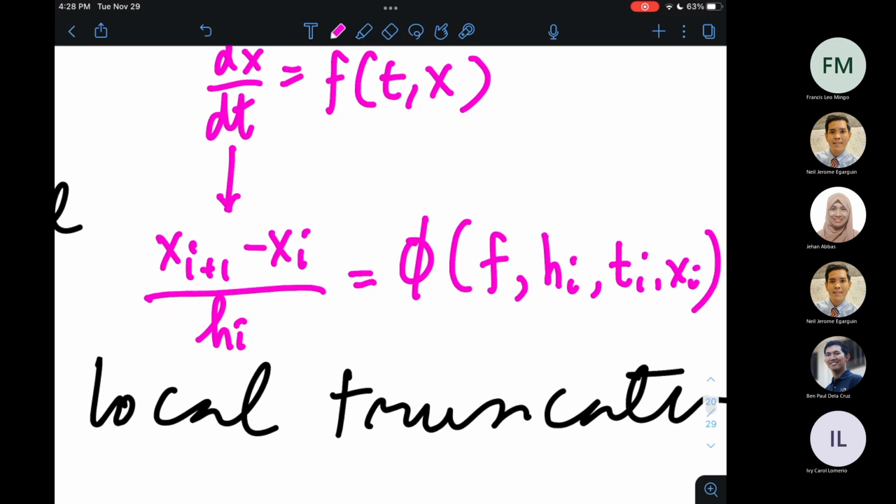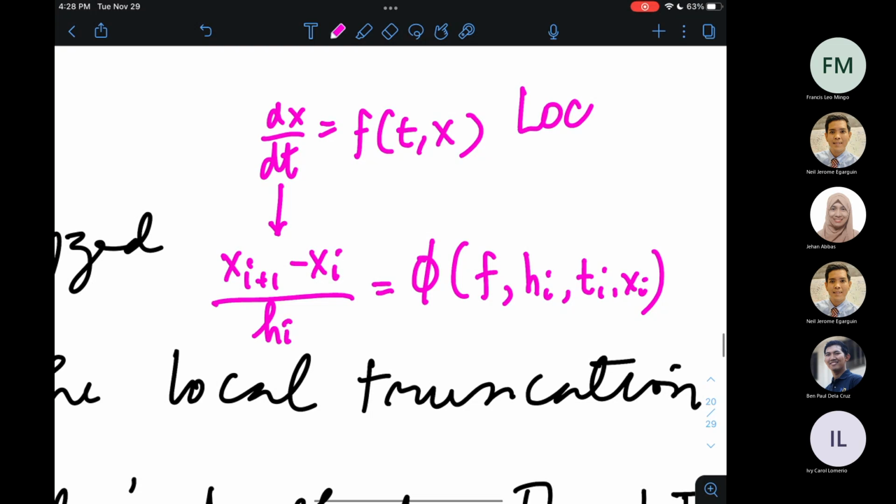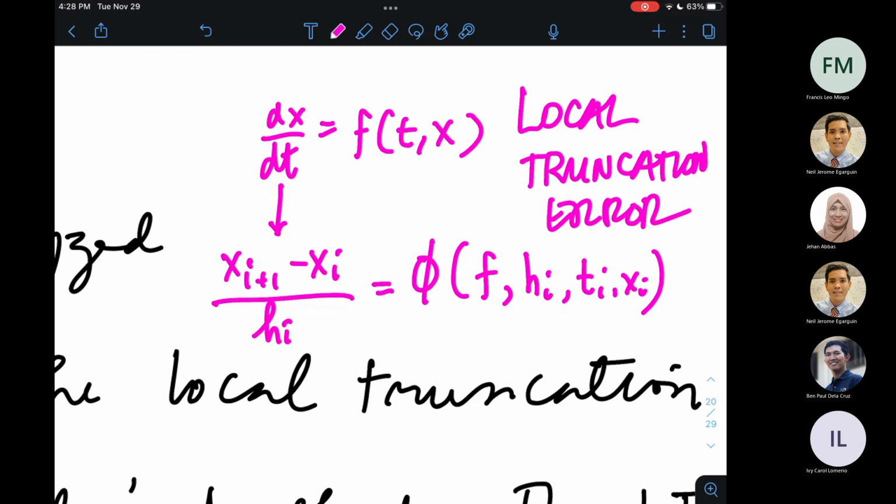So the mere fact na sinimulan natin yung method by replacing the continuum operator by a discrete one, meron na tayong na-incur na error. And that error is what we call the local discretization error, or the local truncation error rather. It's afforded the name truncation dahil dun sa truncation ng Taylor series expansion, right?